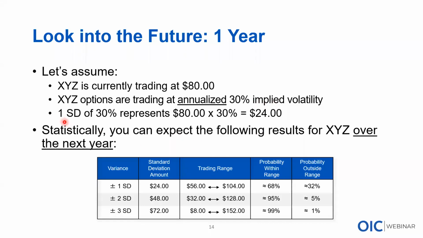It's that we can expect the stock price to stay within a deviation of 80 times 30%. Here it is, $24. Statistically, within one standard deviation, or $24 given 80 times 30%, here's your expected range, 68% of the time. Then you have 2 standard deviations, 3 standard deviations. You can see how wide these ranges get. That comes from the stock price times the volatility level, and that represents a 1 standard deviation move.